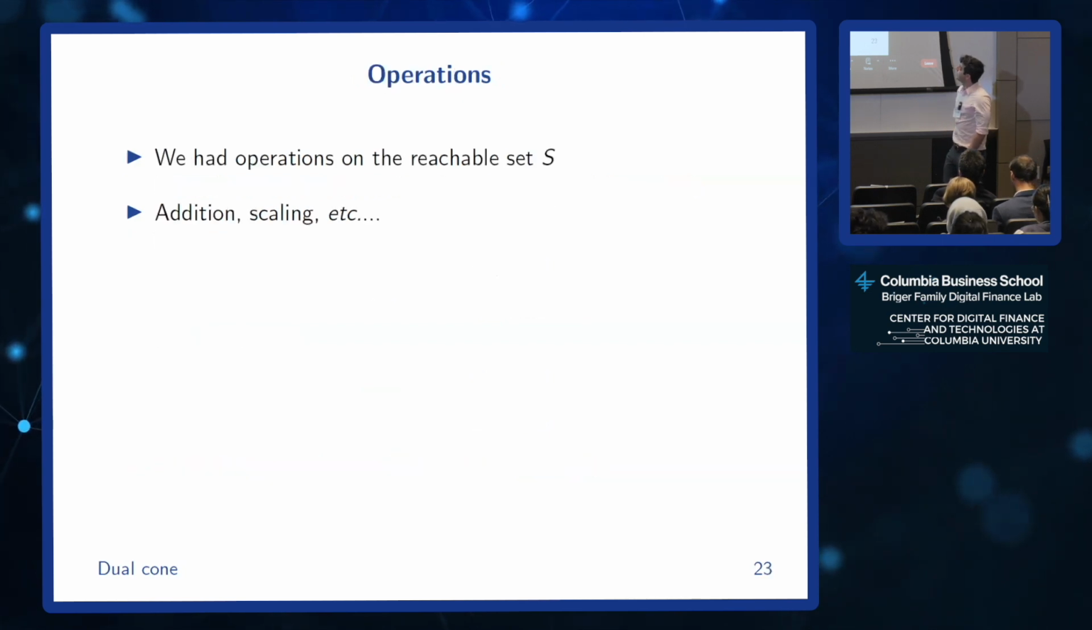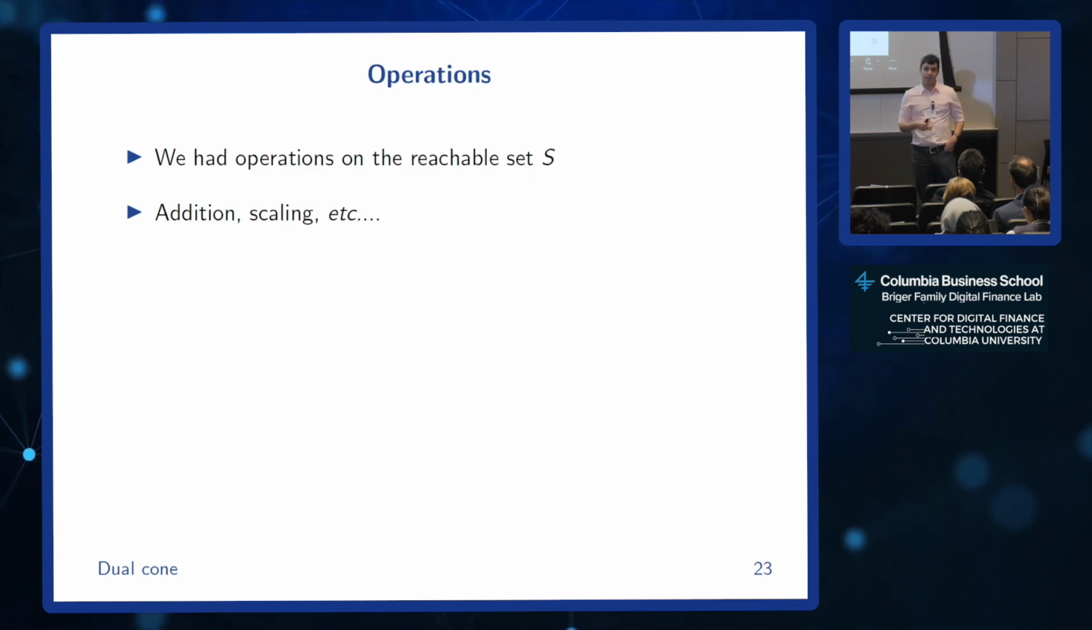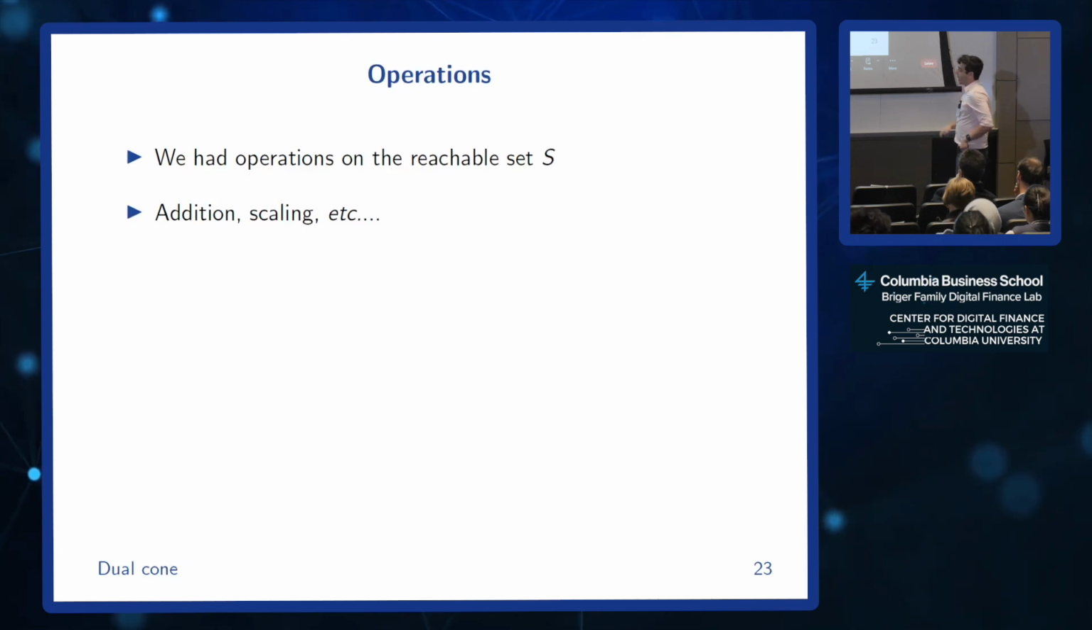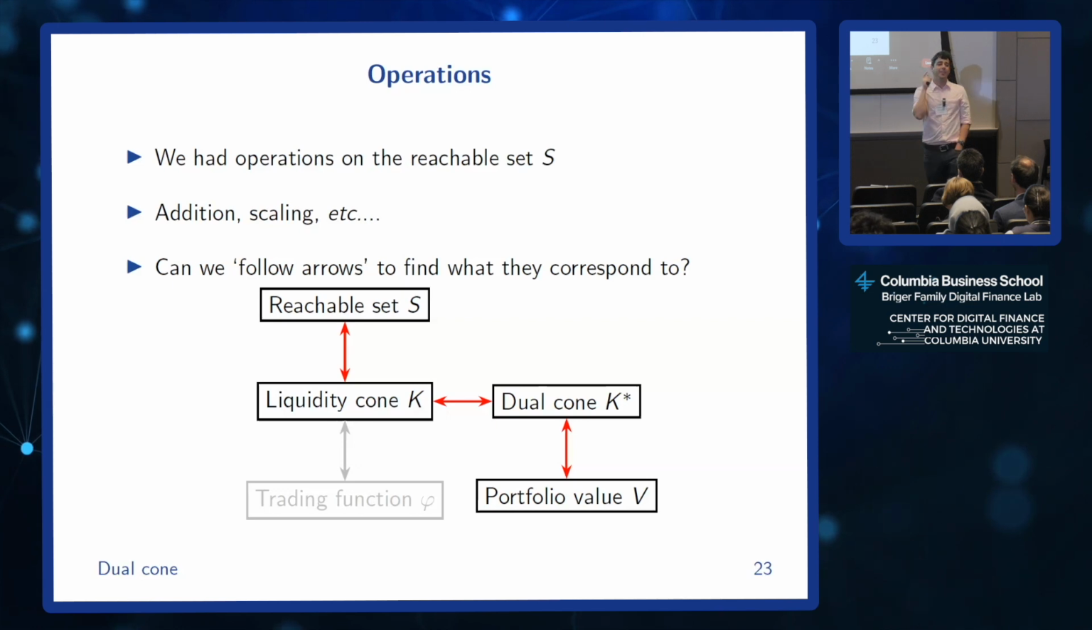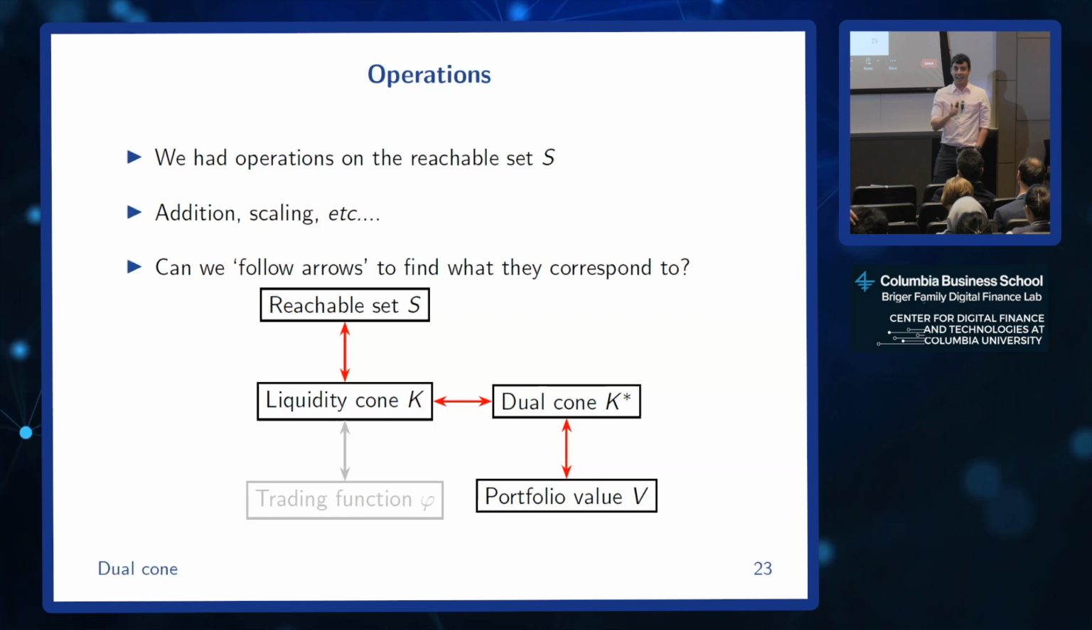Okay, so another thing that we had is, if you remember back at the beginning of the presentation, I mentioned that there's these operations on the sets, right? So I said a reachable set is kind of, these things are closed under certain operations: addition, intersection, non-negative scaling. Okay, so the next natural question is, let's trace another path. Start from the reachable set, go to the liquidity cone, go to the dual cone, and then go to the portfolio value function V. And the next question is, what do those operations, which mind you are over sets, correspond to over functions?